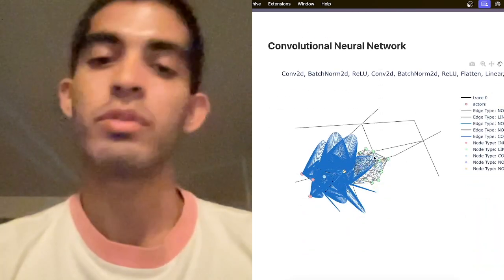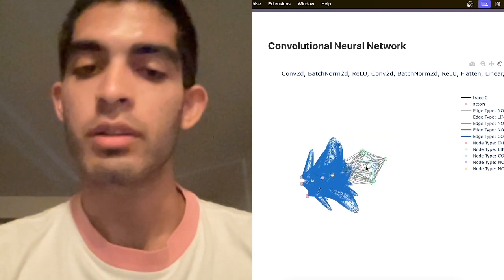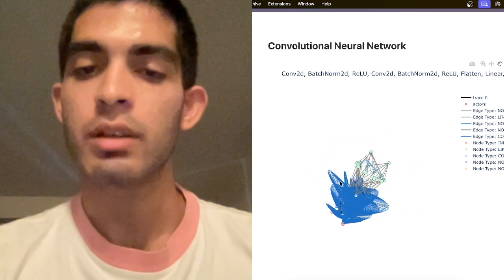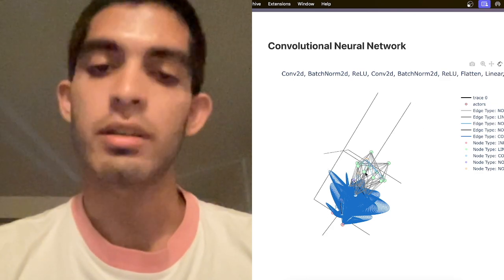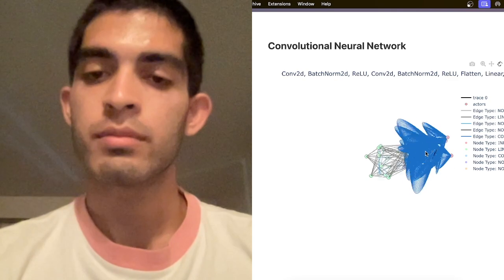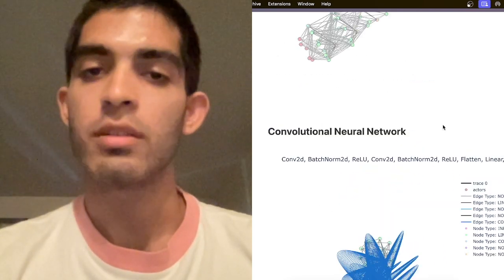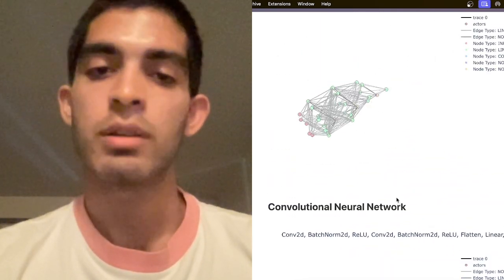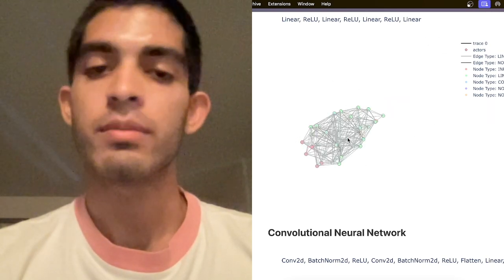So here are some examples. This is a conv neural network where we have some conv layers at the beginning and then linear layers at the end with batch norm and ReLU thrown in throughout the network. And here's a linear network with ReLU in between the linear layers.